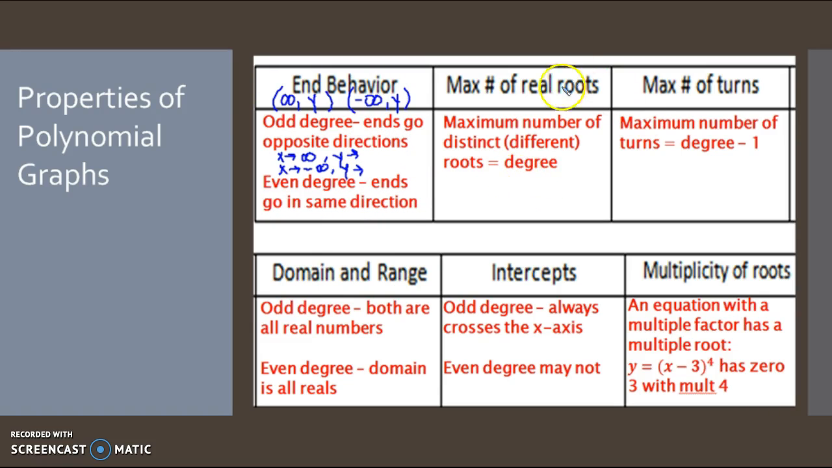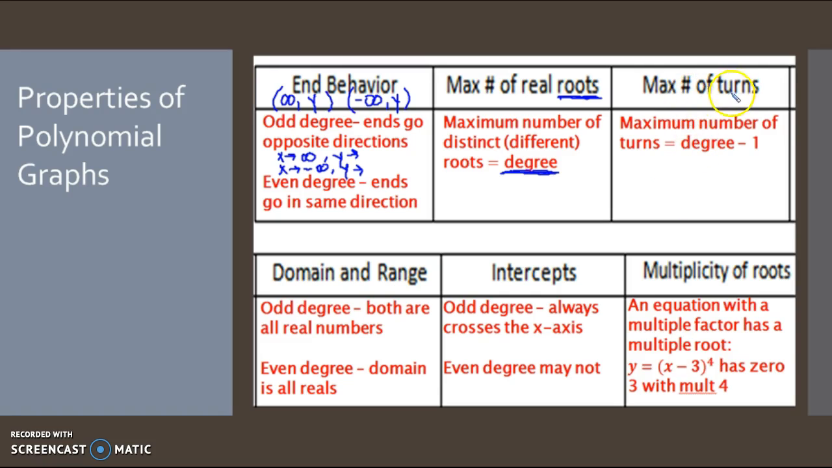Okay, then we talk about the roots. Remember, roots can be solution, x-intercept, root, or zero. All four of those mean the same thing. So the number of x-intercepts is always going to be the degree. So for that first one that we looked at, it was a third degree, so that means it has three real roots, or three x-intercepts.